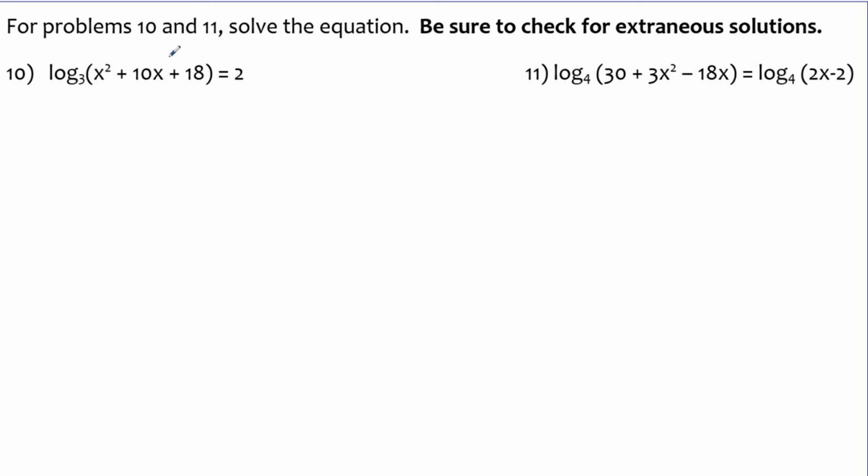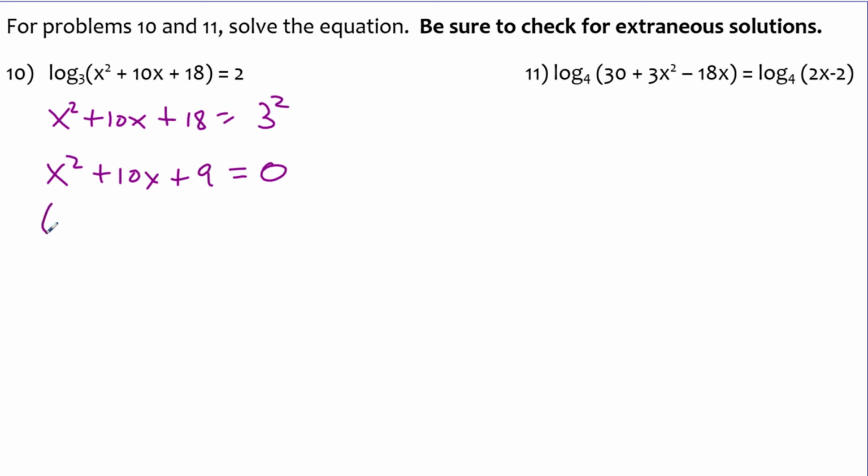We're going to say 3 to the second power is equal to this expression. So x squared plus 10x plus 18 is equal to 3 squared. Right, 3 squared is 9, and I'm just going to take the step of subtracting that 9 over here just to save us a little bit of work. So it's 10x, and when I do 18 minus 9, I get a 9, okay? And that equals 0 now. I can factor and get x plus 1 and x plus 9, okay? And so I'm getting two solutions. X equals negative 1, x equals negative 9, and we need to make sure that these answers work.